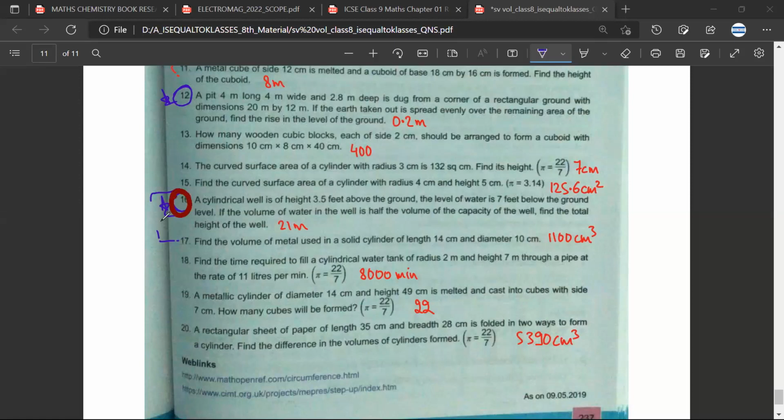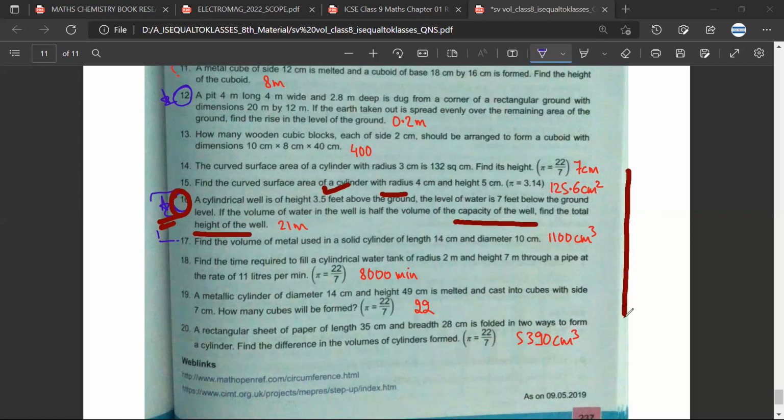So question number 16. A cylindrical well is of height 3.5 feet above the ground. So this well is of height 3.5 feet above the ground. The level of water is 7 feet below the ground level. If the volume of water in the well is half the volume of the capacity of the well, find the total height of the well.